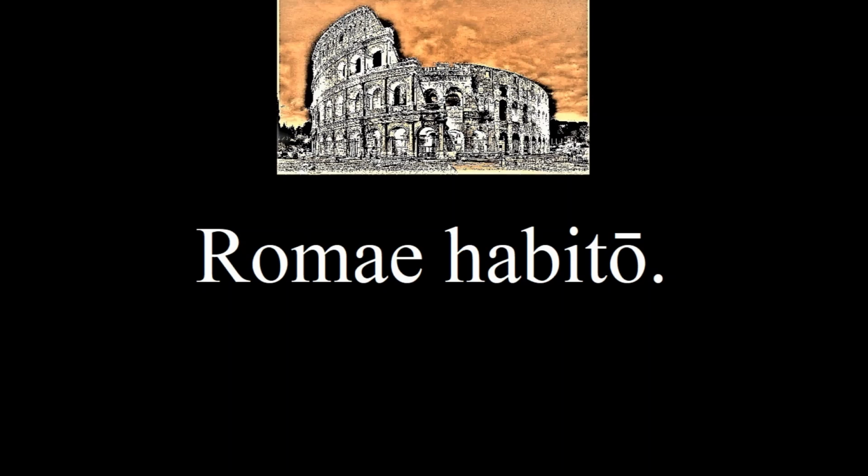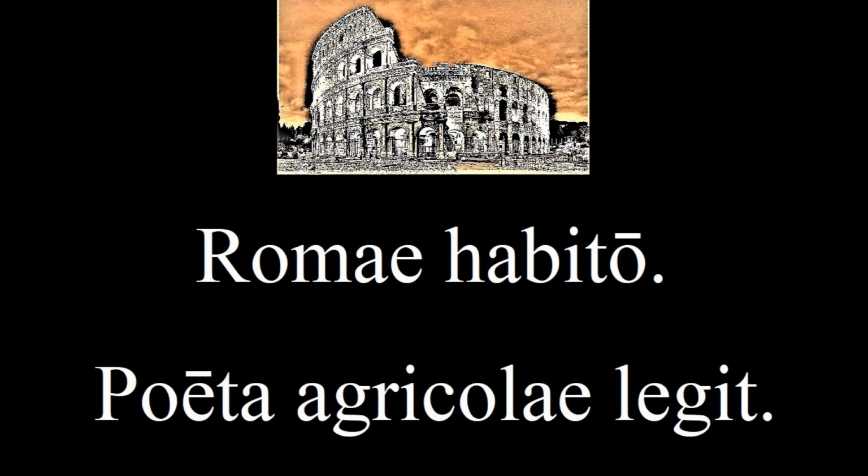Let's explore this case some more. Poēta Agricolae legit. The poet reads to the farmer. The farmer is the recipient of the reading. Since poēta is the nominative case and the verb is legit, the subject must be the poet. So no matter how we arrange the sentence, there's no ambiguity.